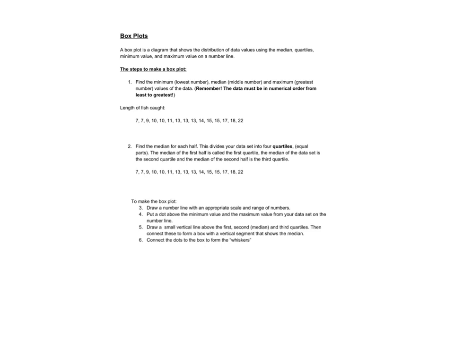Today we're going to talk about box plots. Now, a box plot is a type of plot that allows us to show how the data is distributed. And we use the median, something called a quartile, the minimum value, and the maximum value on a number line to show how spread out that data is.